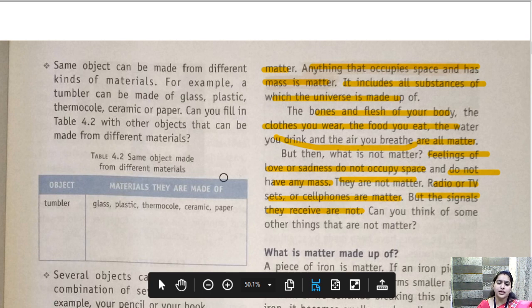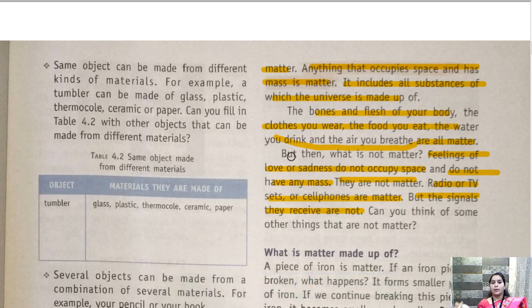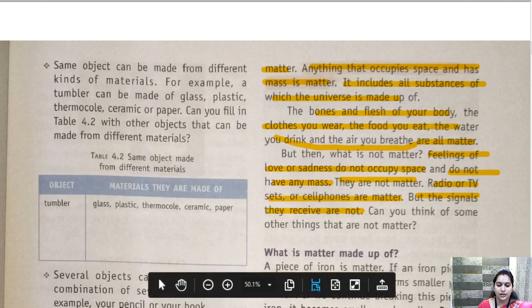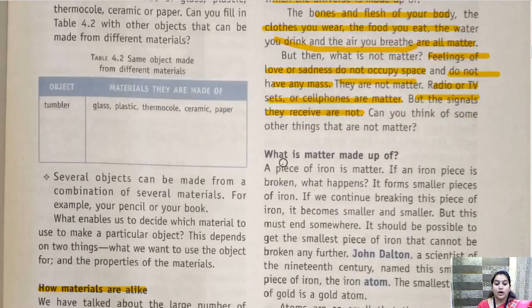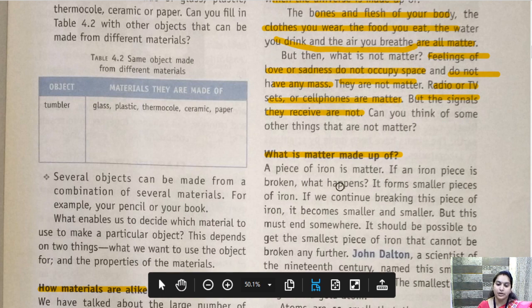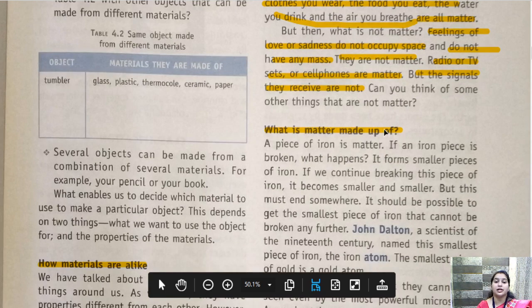So everything that you can imagine, if it is occupying space and if it has mass, it is matter. Clear? So what is matter? How will you define matter? Anything that occupies space and has mass is matter. Clear? Now what is matter made up of? Children, this is a very important topic. What is matter made up of?